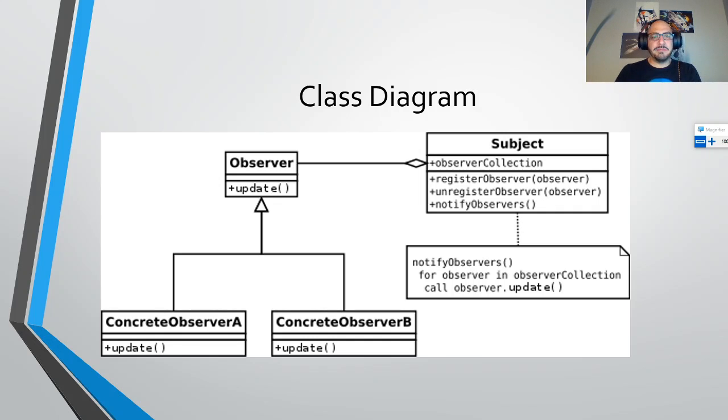Now, from a class diagram point of view, we just pretty much have two objects in here. We have the subject and we have an observer. Now, I can have multiple concrete observers and I can have multiple objects as well. The important thing is that from the subject point of view, it doesn't matter how many types of observers I have, they're all part of the same observer interface or abstraction. So I can treat them as the abstraction.